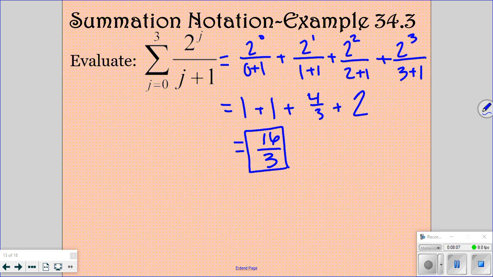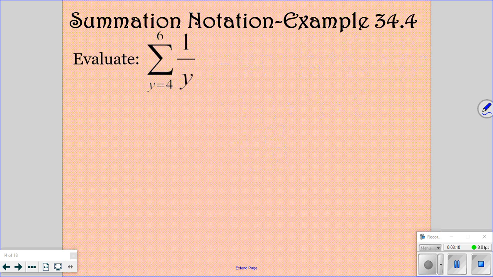We're going to look at one more. If y'all think you can try this one all by yourself, go for it, and then I'll go over it after y'all have unpaused the video. So we're going to start off by plugging in 4. So we're going to have 1 over 4 plus 1 over 5 plus 1 over 6, because you just plugged in 4, 5, and 6.